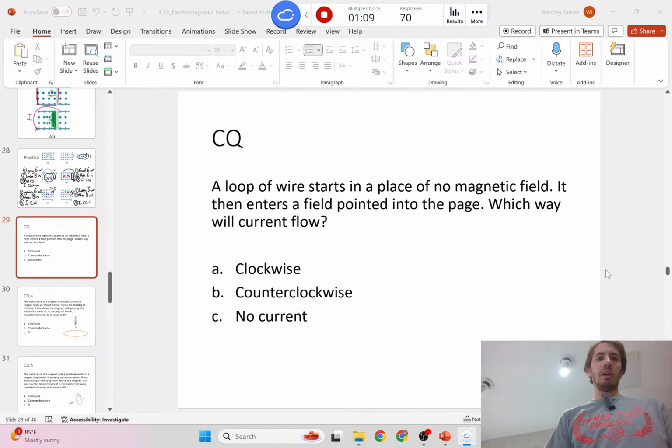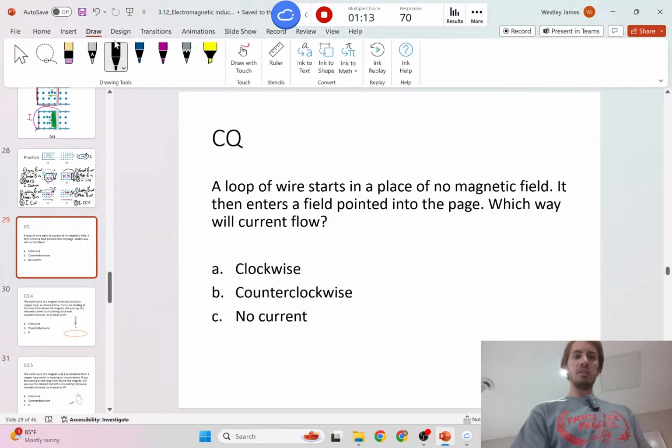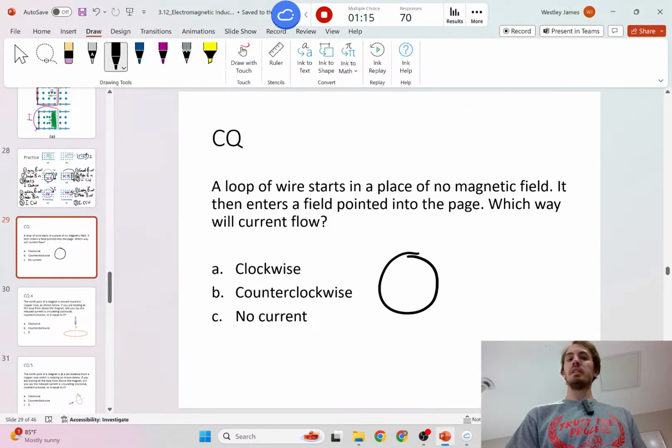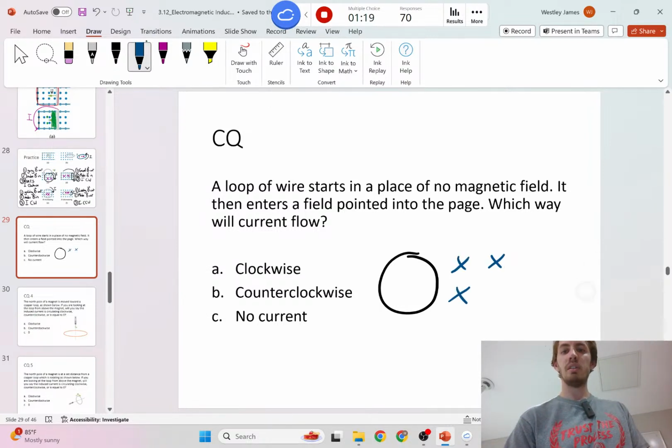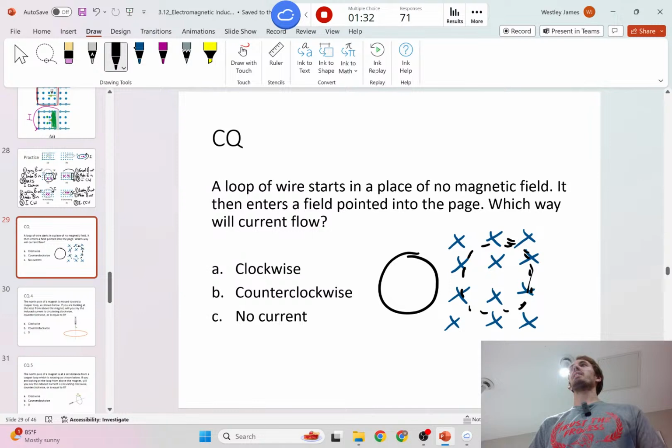All right, so I'm going to draw the picture. I have my loop originally here, and it's going to enter a magnetic field pointed into the page. So it starts over there to the right, and at some later time, it's going to be inside there. So that's the picture. Which way will current flow to oppose that?